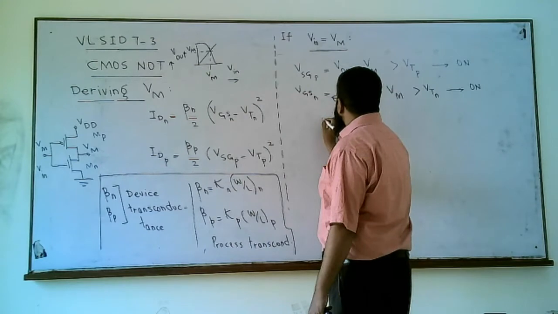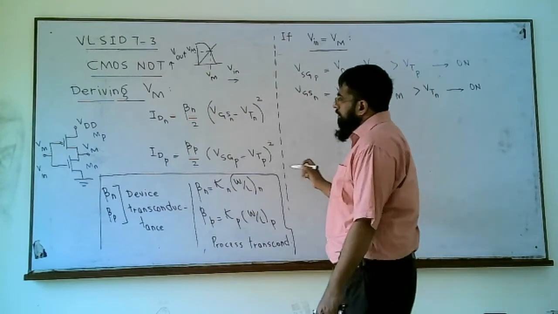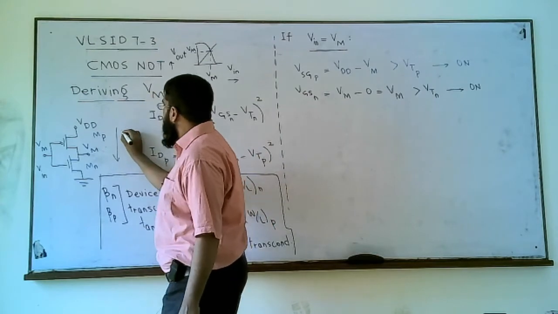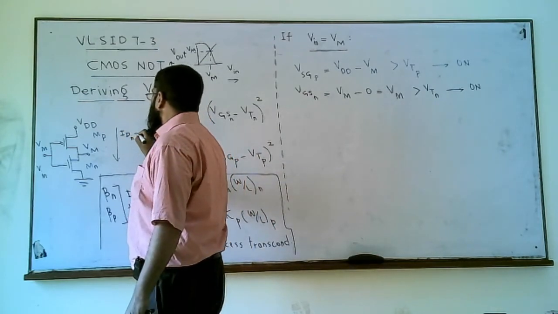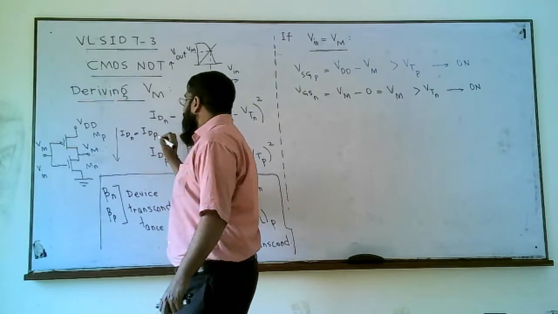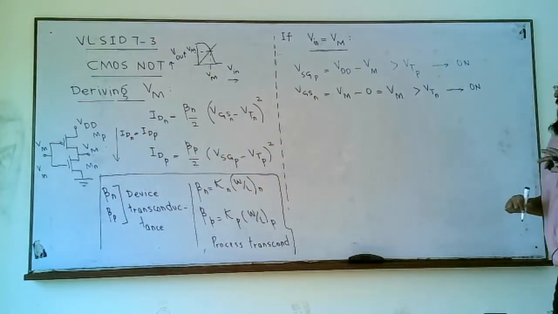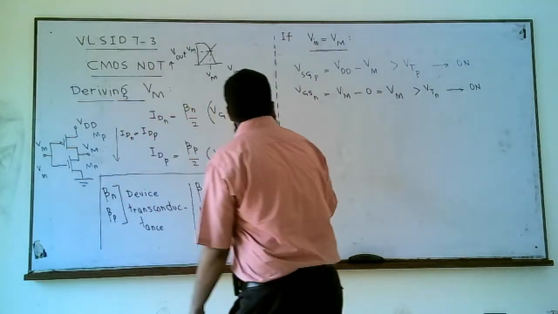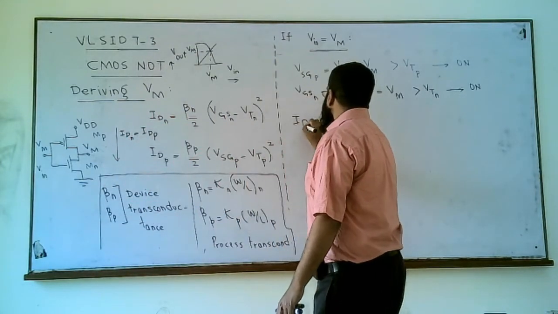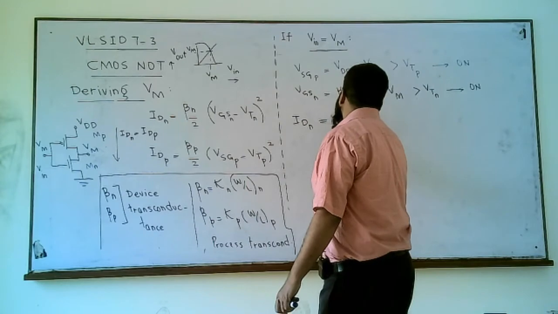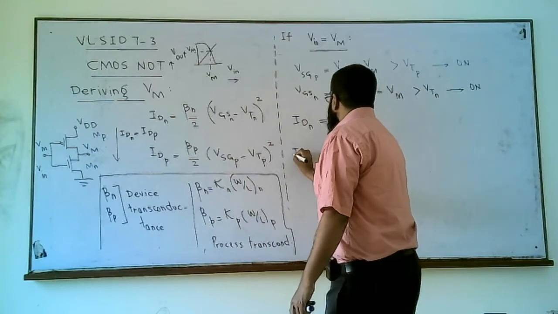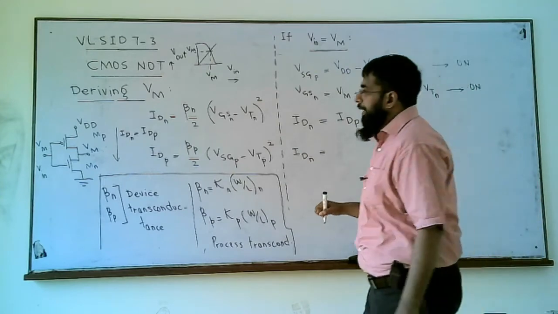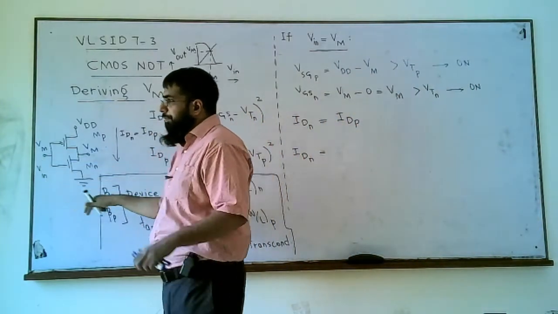For that, they both will be conducting, and since they are connected in series, the same current ID would be flowing through both transistors. So IDN would be IDP. But what is IDN and what is IDP when we have Vin equal to VM?